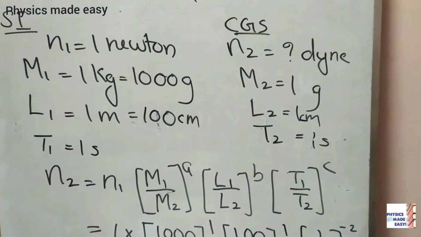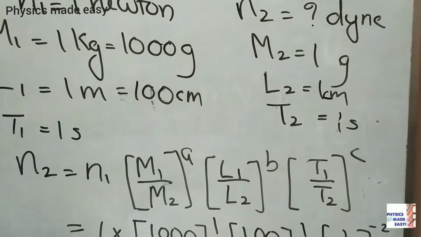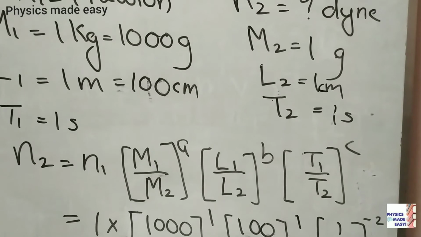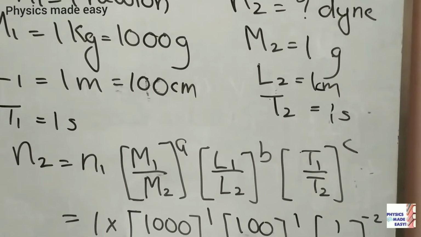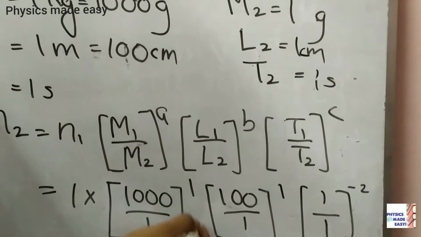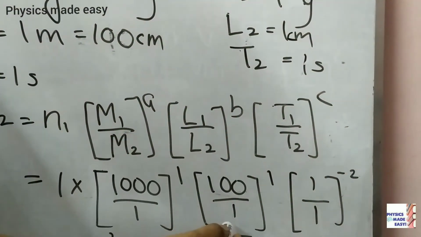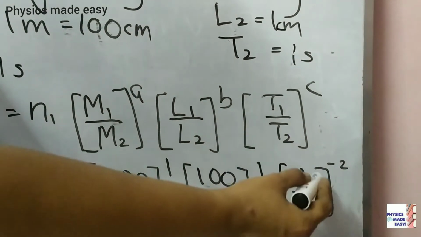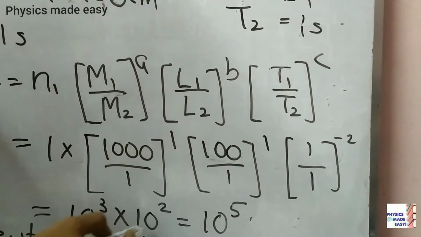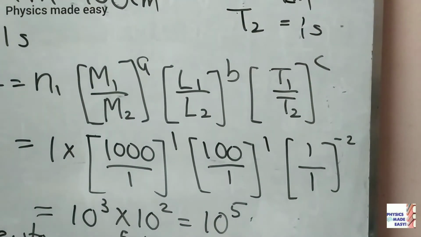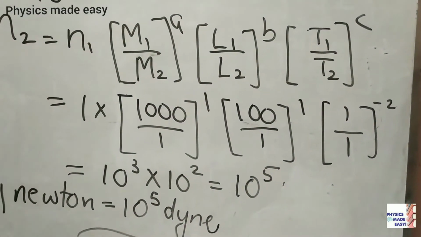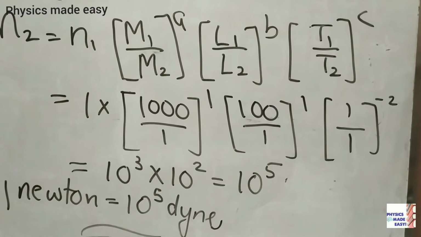Then in our equation n2 equal to n1 into M1 by M2 the whole raised to a, L1 by L2 the whole raised to b, T1 by T2 the whole raised to c, we have to substitute: 1 into 1000 divided by 1 the whole raised to 1, 100 divided by 1 the whole raised to 1, 1 by 1 the whole raised to minus 2. So 1 into 10 raised to 3 into 10 raised to 2 into 1, that will be 10 raised to 5. So from this we can write 1 Newton is equal to 10 raised to 5 dyne.